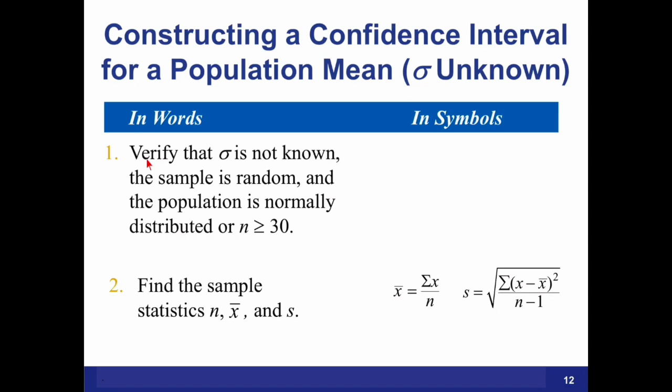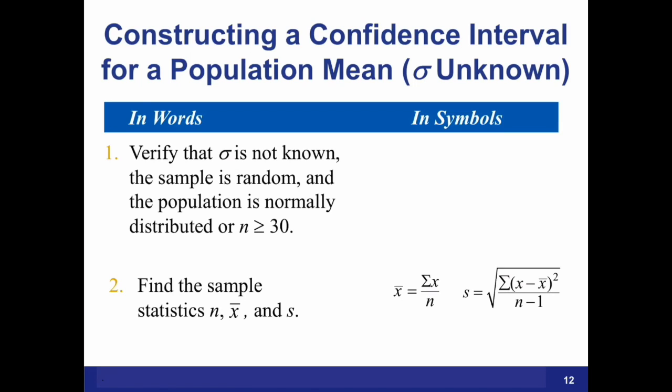The first thing you need to verify is that, well, you don't know sigma. Sigma is not known, but you need to verify that the sample is random, and one of two things: either that the population is normally distributed or approximately normally distributed, or the sample size is greater than or equal to 30. Remember that when the sample size is greater than or equal to 30, then independently of the distribution of the original random variable, the distribution of the sample means is going to be approximately normal.